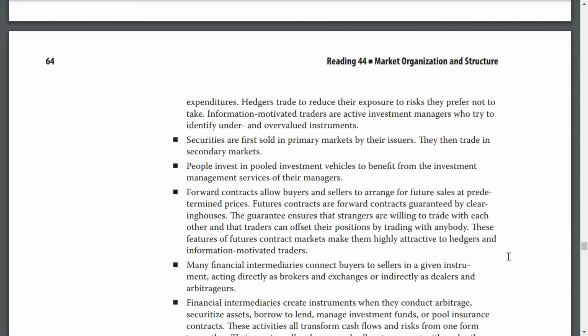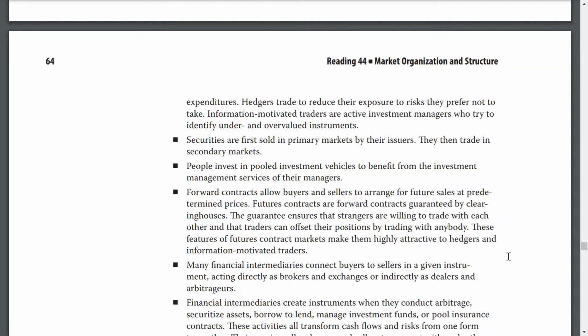Securities are first sold in primary markets by the issuers. They then trade in secondary markets. People invest in pooled investment vehicles to benefit from the investment management services of their managers.